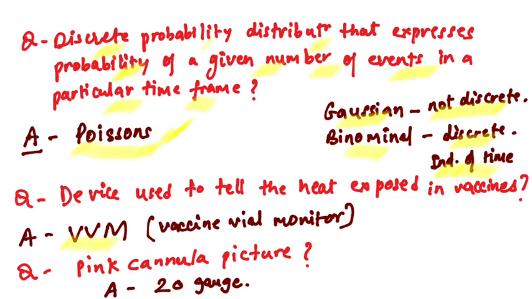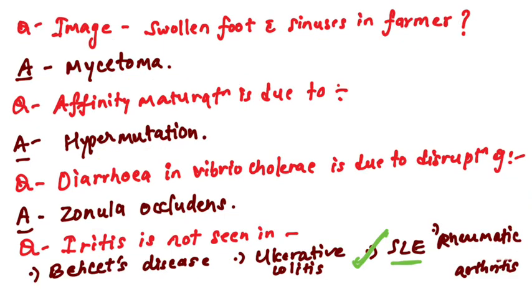Now the device used to tell the heat exposed in vaccines. So it is very easy. A vaccine vial monitor is used in vaccines for telling that heat exposed. Now image based question was asked. The pink cannula was there and they asked the size, so 20. Now image of the swollen foot with sinuses in a farmer. So farmer is the main thing, so mycetoma was the answer.